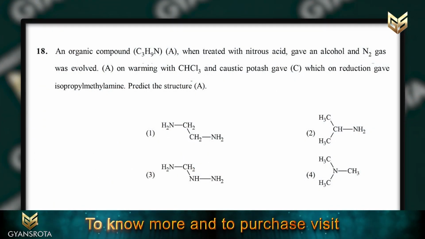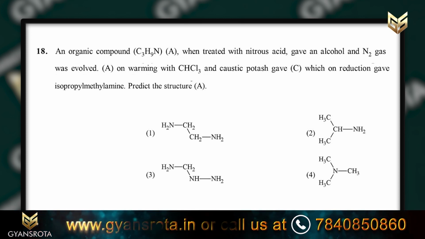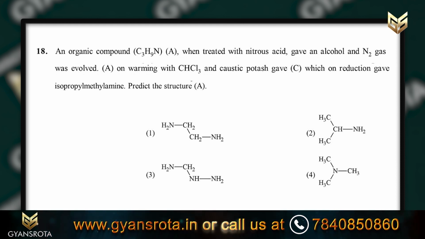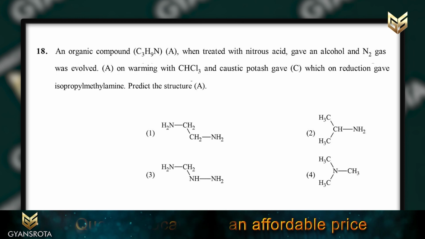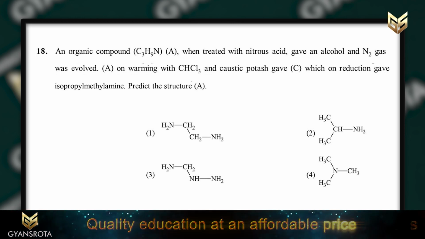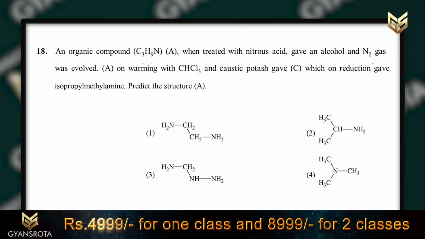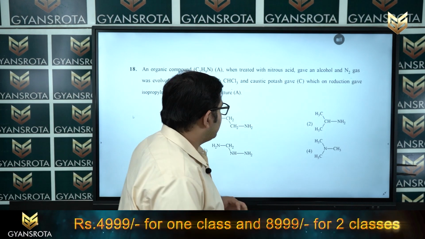An organic compound A, when treated with nitrous acid, gave an alcohol and nitrogen gas was evolved. A on warming with chloroform and caustic potash gave C, which on reduction gives isopropyl methylamine. Predict the structure of A. So, now we are moving to the solution part.